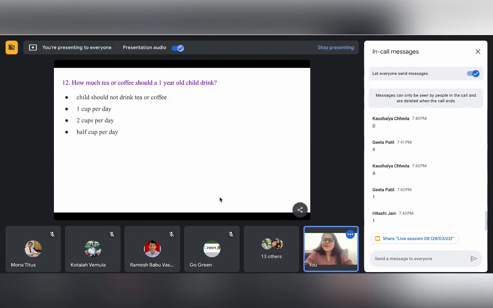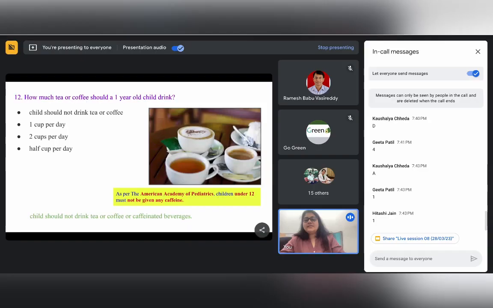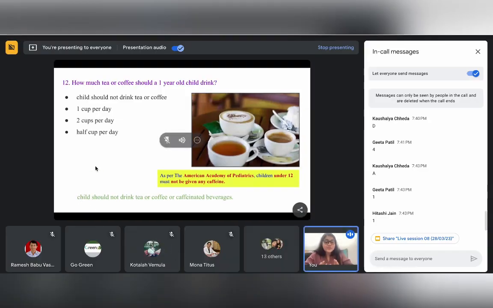Okay, never mind. So definitely the answer to this question is the child should not be given any kind of tea or coffee, and the American Academy of Pediatrics has advocated that children under the age of 12 years should not be given any source of caffeine. Any source of caffeine doesn't necessarily only mean tea or coffee. These also include the different kinds of caffeinated beverages that are available commercially, right?